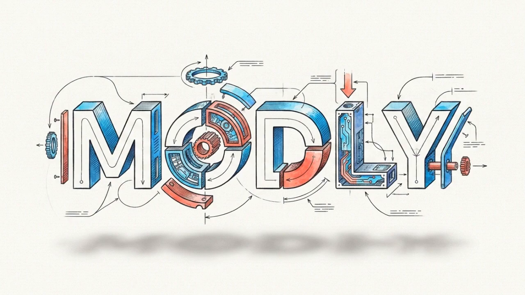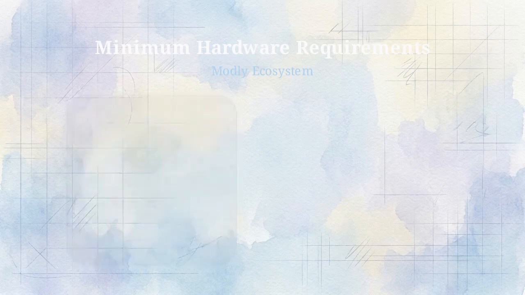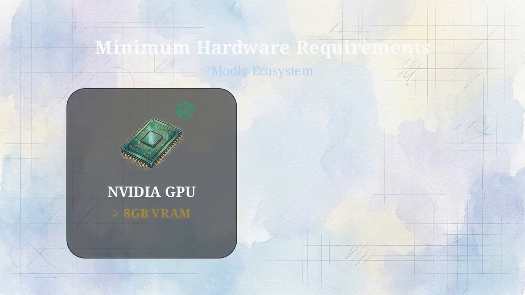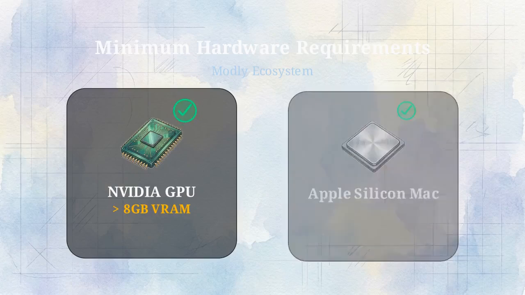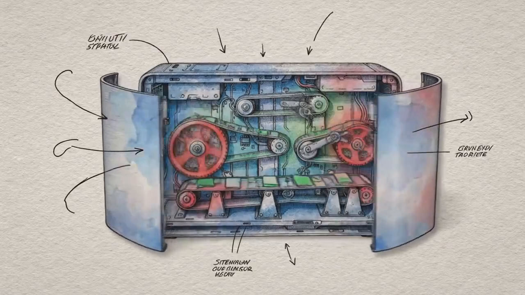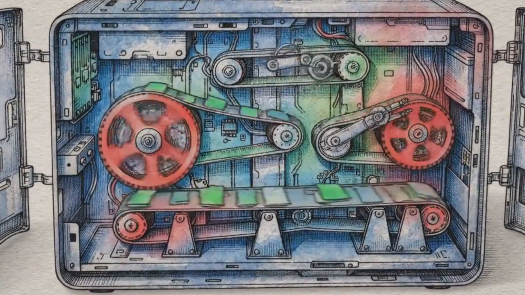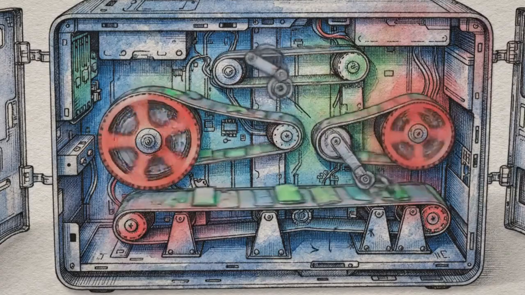Modly is an open-source desktop application that lets you run state-of-the-art 3D generation models entirely offline, directly on your own hardware. This animated diagram breaks down the core hardware you will need to run the software. You need either an NVIDIA GPU with at least 8 GB of VRAM or an Apple Silicon Mac. If you meet those hardware requirements, you can bypass the cloud entirely. You transform your standard personal computer into an autonomous, private 3D asset factory.